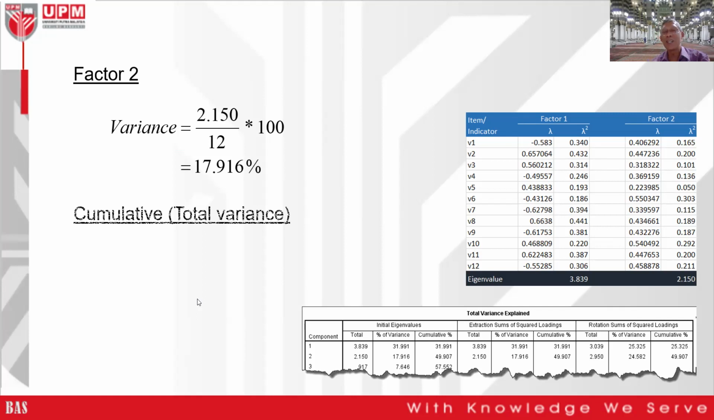Okay. In this case, you just need to add the percentage of variance explained for factor 1 plus the percentage of variance explained for factor 2, which the total should be 49.907.